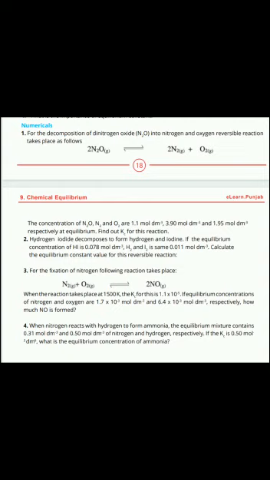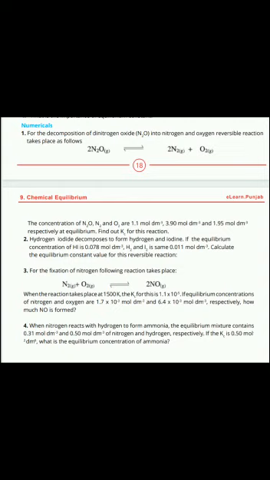First, in the solution you have to write the equation: 2N2O reversible reaction 2N2 plus O2. Second step is writing data. Concentration of N2O is equal to 1.1 mole per decimeter cube. Concentration of N2 is equal to 3.90 mole per decimeter cube. Concentration of O2 is equal to 1.95 mole per decimeter cube. You have to find the Kc.